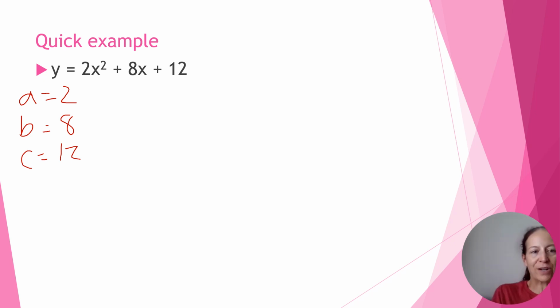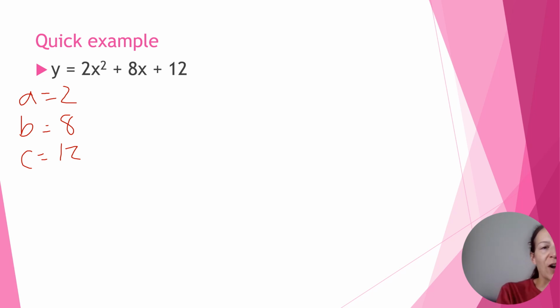Now, notice that I did not say that a is 2x squared. A is not 2x squared. A is just a number. So a is 2. If you do not see a number out front, the implied number is 1, meaning you only have 1x squared, and so your a value would be 1.